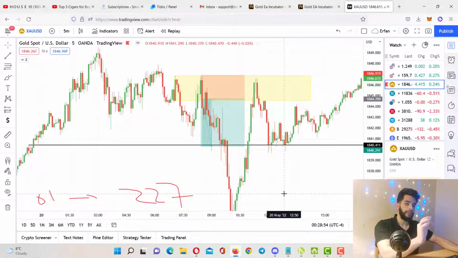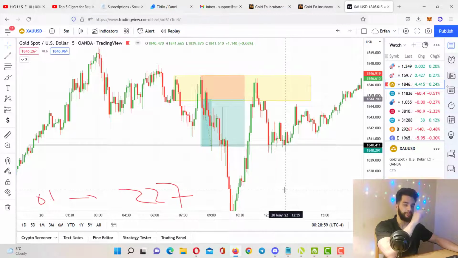But the third way is a very innovative way that you can calculate your risk reward ratio in the best way and in less than 1 second. I'm going to show you how, guys.